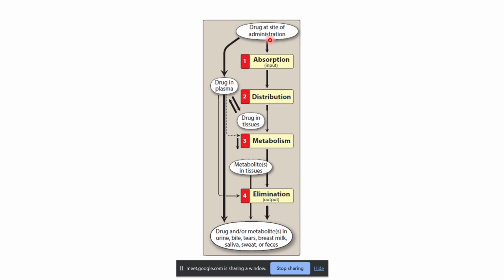Absorption usually takes from 5 minutes up to 1 hour, and in the case of oral administration, it depends very heavily on the stomach state, like the type of the food and the time when the food was taken and the drug was administered.